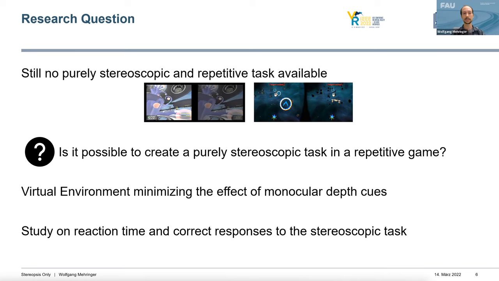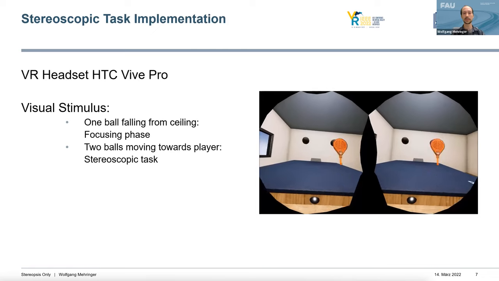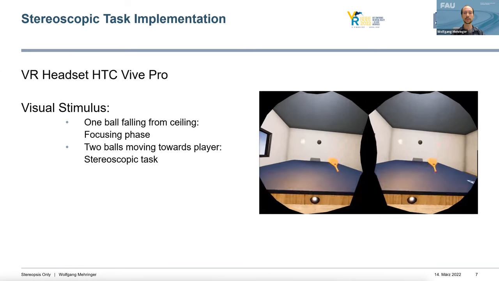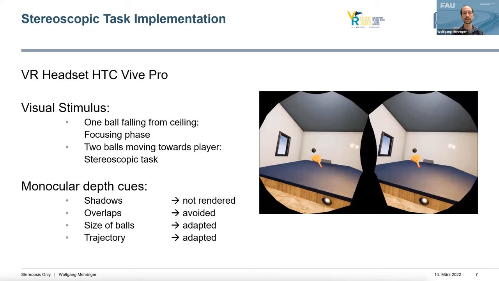study to validate it. For the virtual environment, we used the HTC Vive Pro, and the stimulus consists of a ball falling from the ceiling, and when the ball hits the plane at the end of the table, two balls are spawned jumping towards the user. And as you can see here in the GIF, shadows are not rendered, and the two balls do not overlap. But the adaption of the size of the balls and their trajectory will be explained in the following slides.